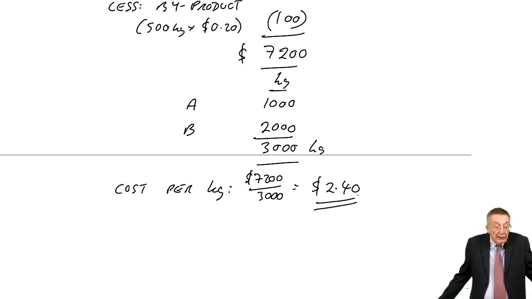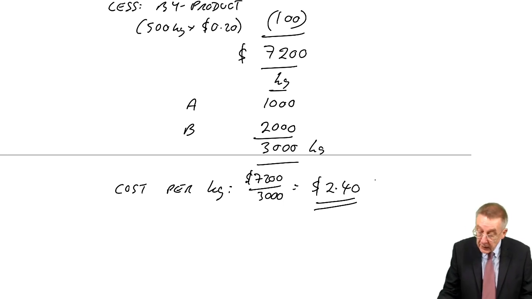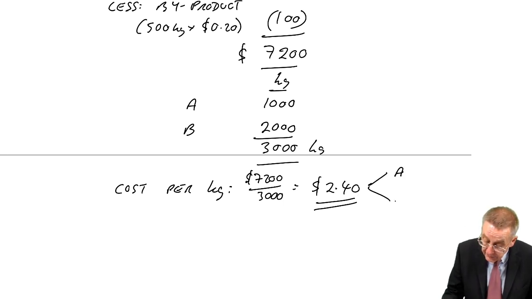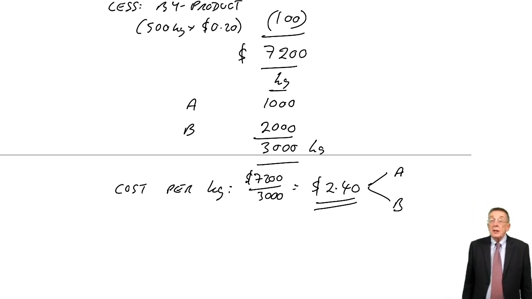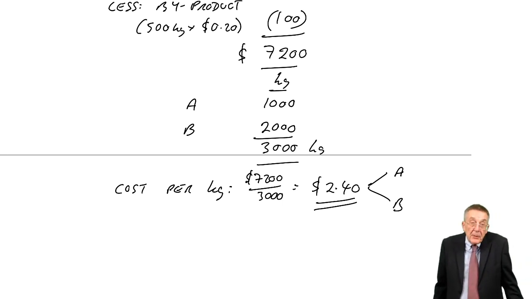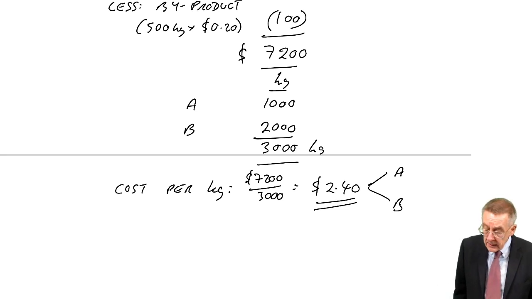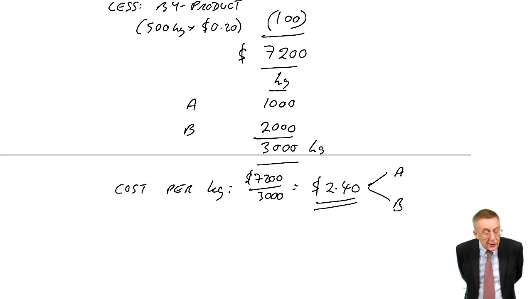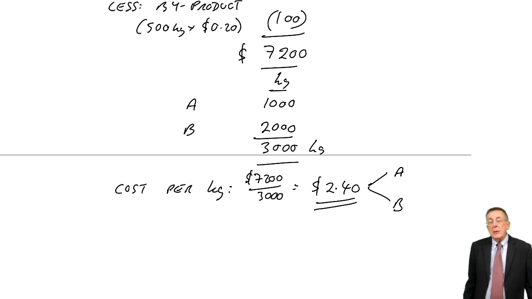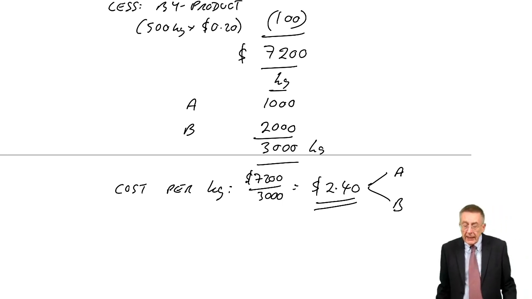And so, well, there's our answer. The cost per kilo for both A and for B, we'll say the cost is $2.40. Now that's fine, and that's the most obvious way of doing it. However, this answer does illustrate why there's another approach that people take.